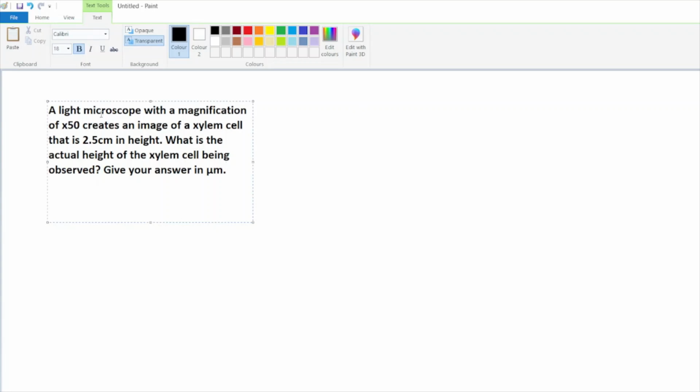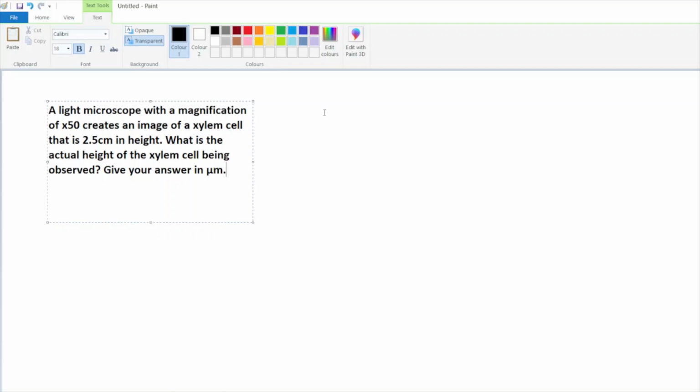So, in the example question, we're told that a light microscope with a magnification of times 50 creates an image of a xylem cell that's 2.5 centimeters in height. So this is our image size, this is our magnification, and we are asked what the actual height of the xylem cell being observed is, and we're also asked to give our answer in micrometers.